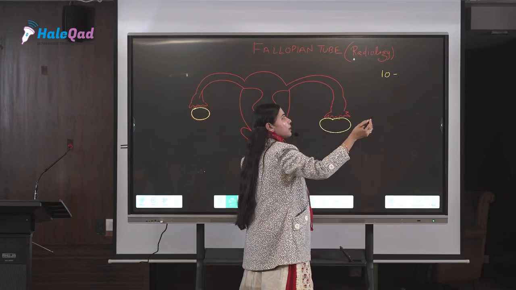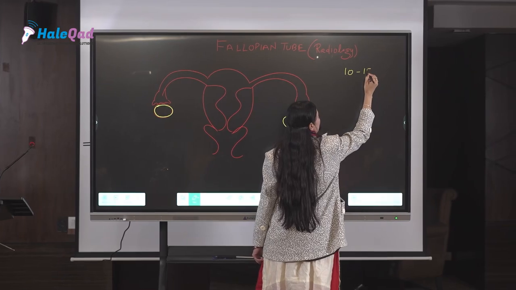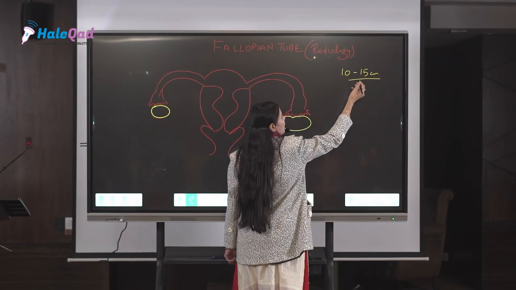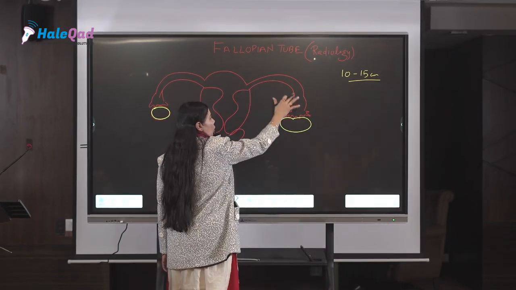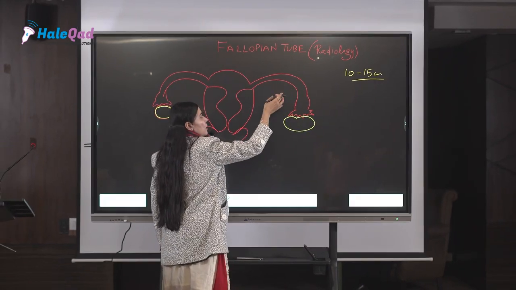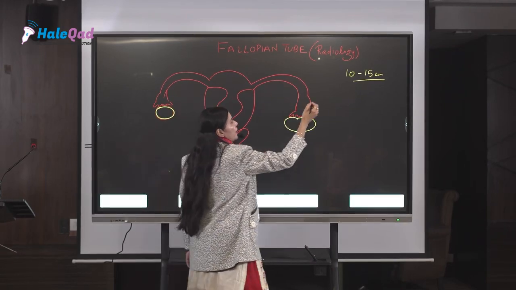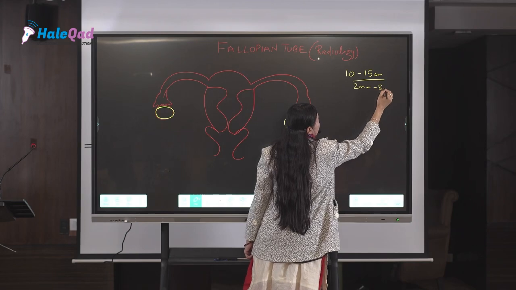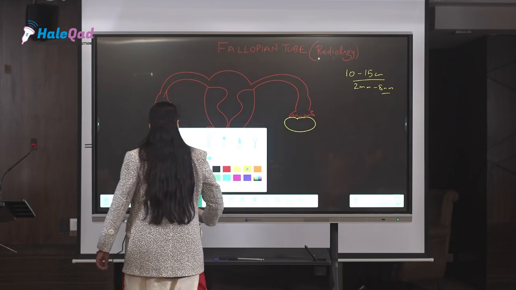Whenever we are talking about anatomy, we are giving a range. So it is say 10 to 15, or upper limit we are taking 15, 14 also they say at times. So it's like 10 to 15 centimeters in length. This is the total length of the fallopian tube. And the average inner diameter varies from 2 mm to 8 mm. So this is the average diameter that we are talking about.